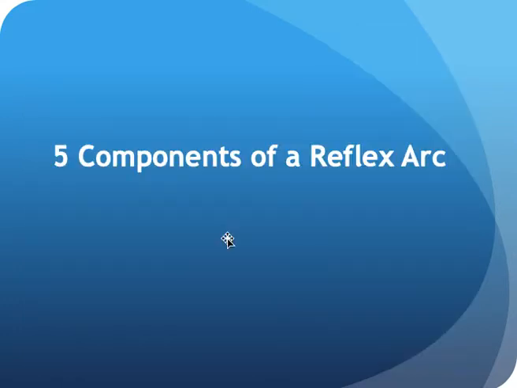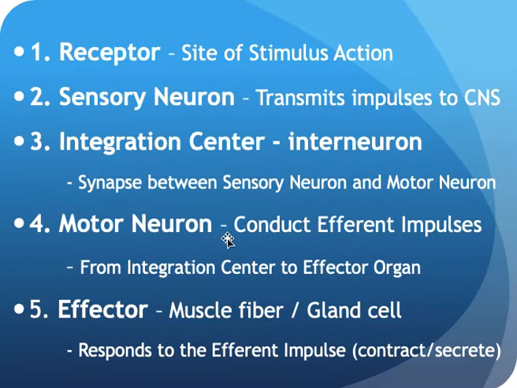So here are the 5 components, and I just want you to know the 5 components of the arc, because this is a good multiple choice question, and I want you to know what each of the functions is. A lot of these we already know because we've gone through them a little already, okay? So we have a receptor, and this is the site of the stimulus action, right? That could be pain, it could be a bunch of different things. We have the sensory neuron that's going to transmit whatever the receptor senses to the central nervous system.